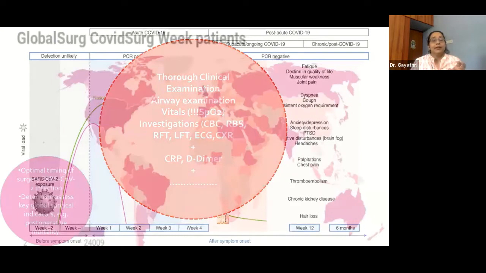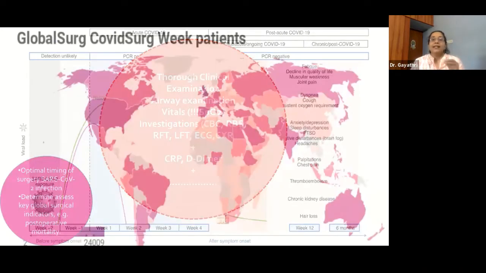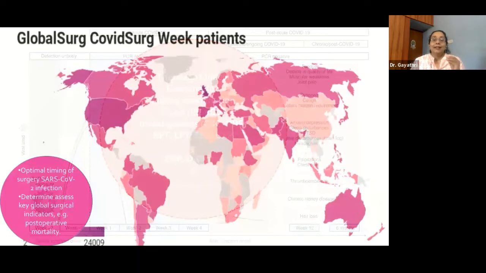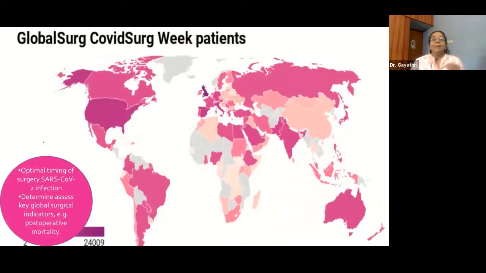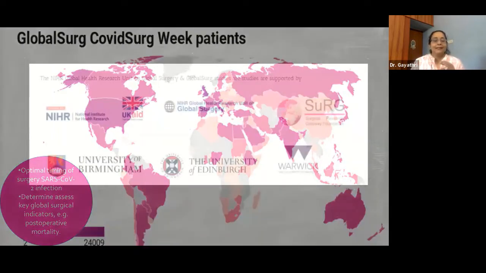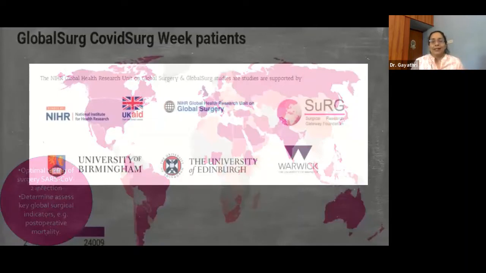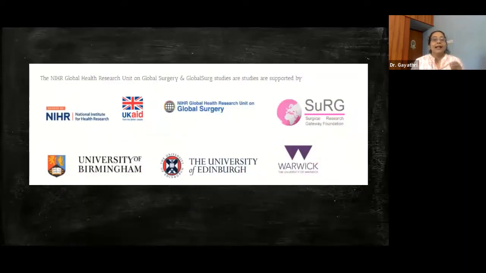Now, this is about the COVIDSurg study. This is an international cohort, and around 80 countries are participating in it. This prospective study aims to find out the optimal timing of surgery after SARS-CoV-2 infection, and also to determine the global key surgical indicators, for example, post-operative mortality. It is supported by many countries and international agencies, and it is actually conducted by the National Institute for Health Research.